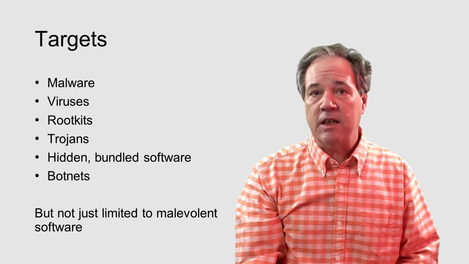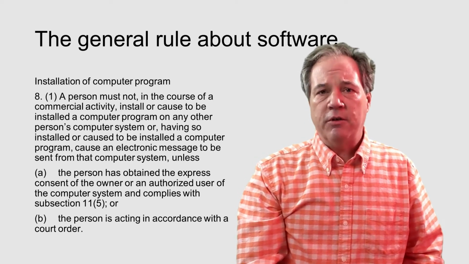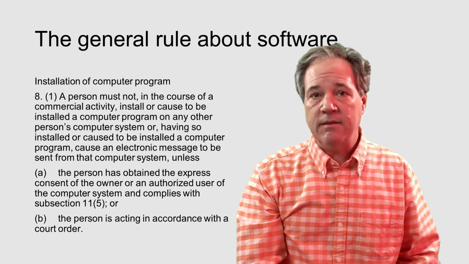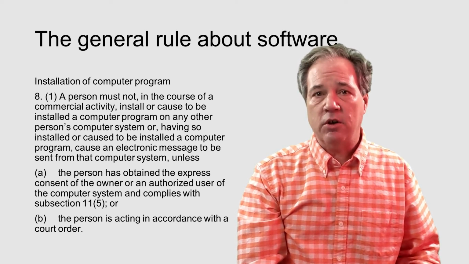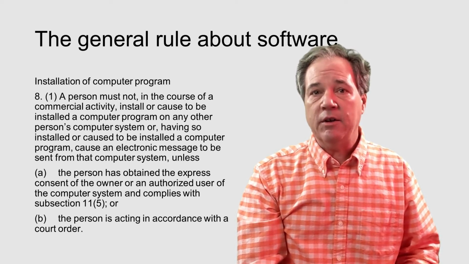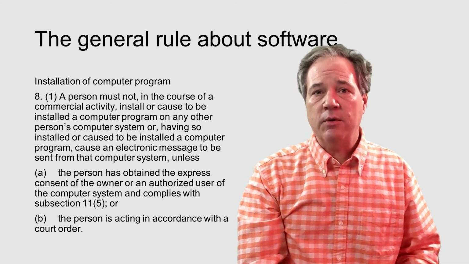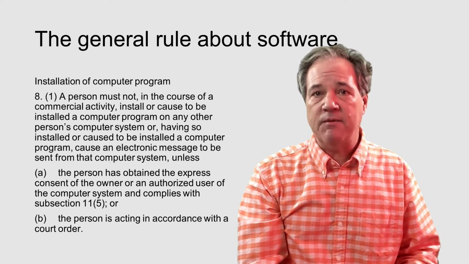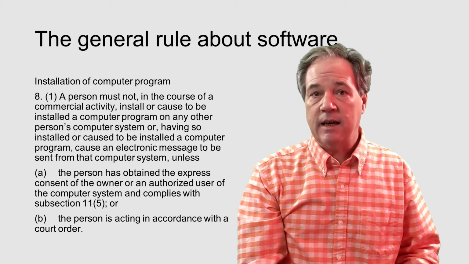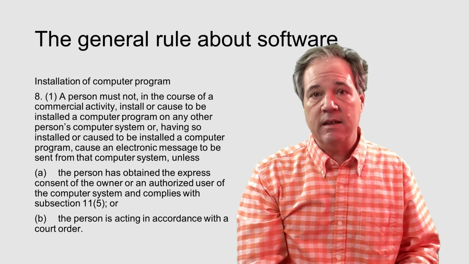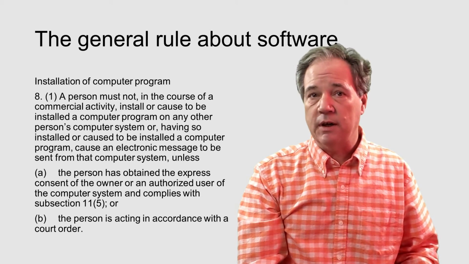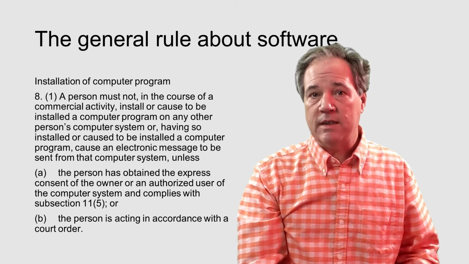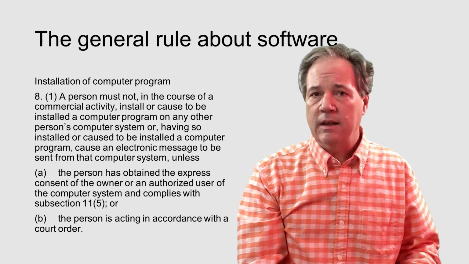It potentially affects a huge range of software. So here's the general rule from Section 8 of the Act. A person must not, in the course of a commercial activity, install or cause to be installed a computer program on any other person's computer system, or having so installed or caused to be installed a computer program, cause an electronic message to be sent from that computer system, unless the person has obtained the express consent of the owner or authorized user of the computer system and complies with subsection 11.5, or the person is acting in accordance with a court order. Let's break that down.